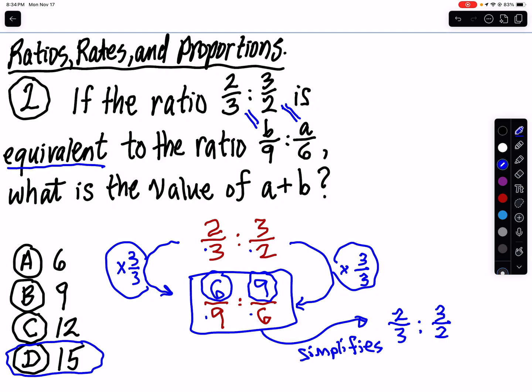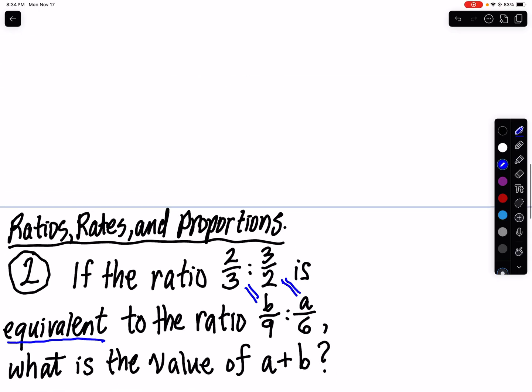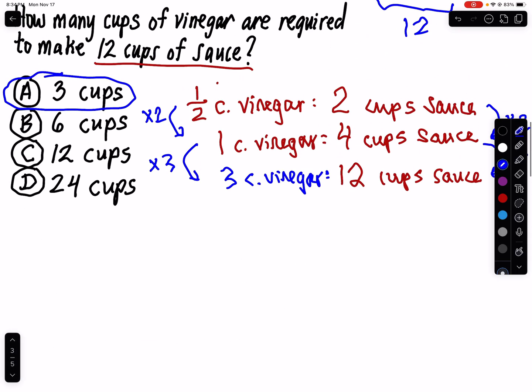Okay, so kind of a tricky question, because normally we do scale a ratio up by doubling it or multiplying it by 6 or 3 like we did up here.